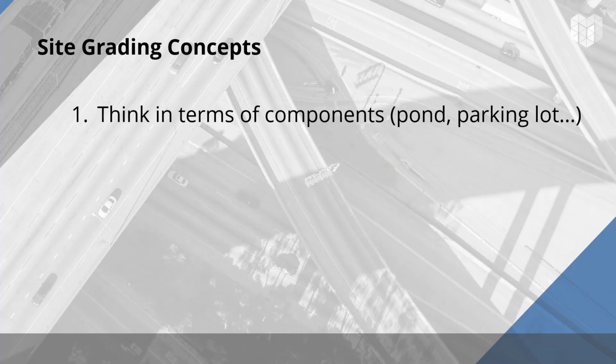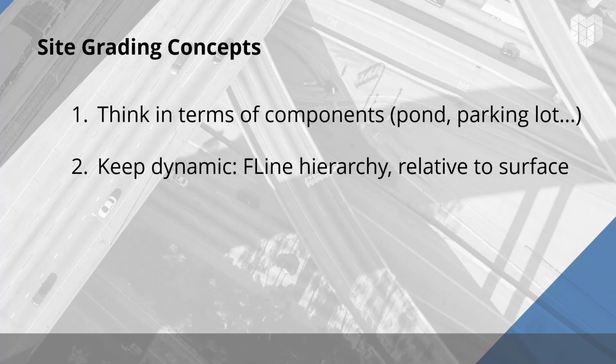So some site grading concepts. I always think in terms of components. I've got a pond over here, a parking lot, a berm, whatever it might be, or maybe it's a residential scenario. Break up your site into different pieces. Try to keep things dynamic, and I'll show you some ways to do this using things like feature line style hierarchy, an ability to make a feature line relative to a surface, basically linked to a surface.